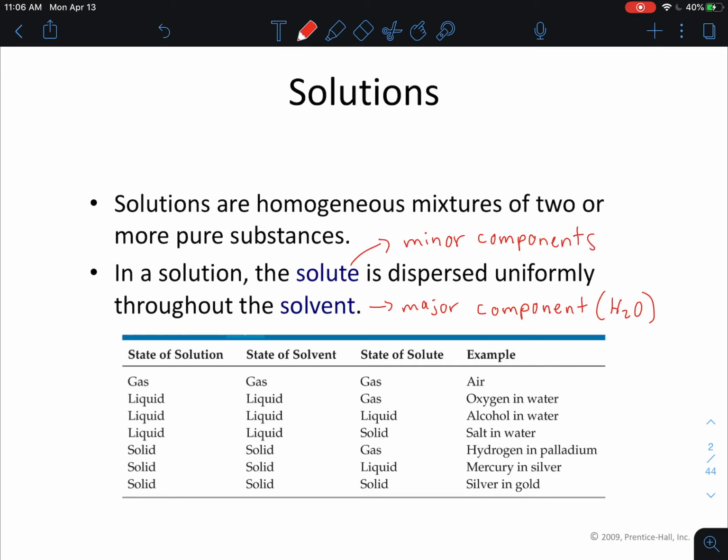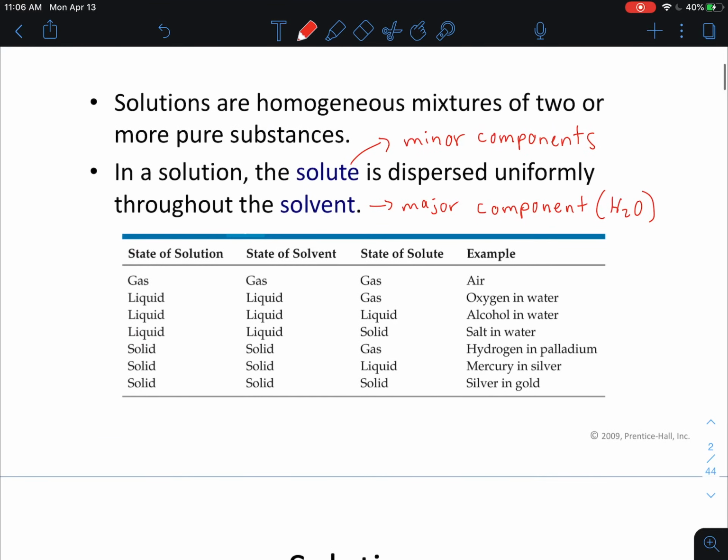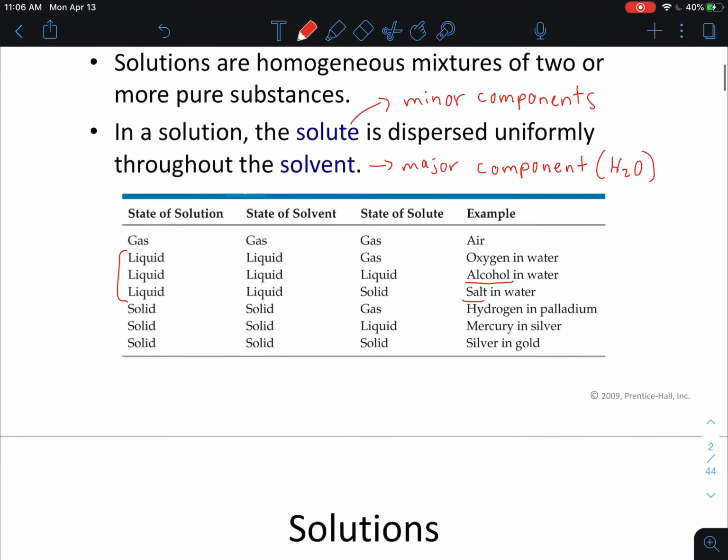So there are some examples here of different solutions. We can talk about a gas solution, like air, which is primarily made up of nitrogen, but there are also other things in there like oxygen and carbon dioxide and methane. Most of our interest, like I said, is in liquid solutions, where we've dissolved something into a liquid. So the solvent would be a liquid like water, and the solute would be whatever we dissolved in it. We'll be thinking about stuff like alcohol or salts.